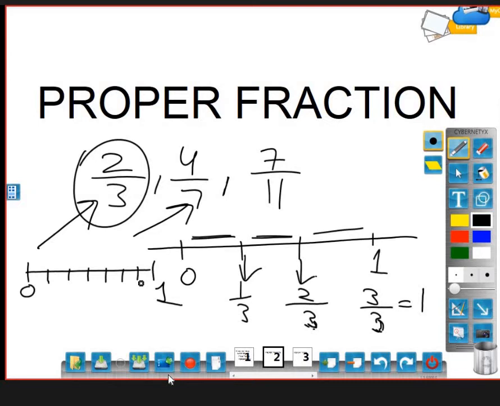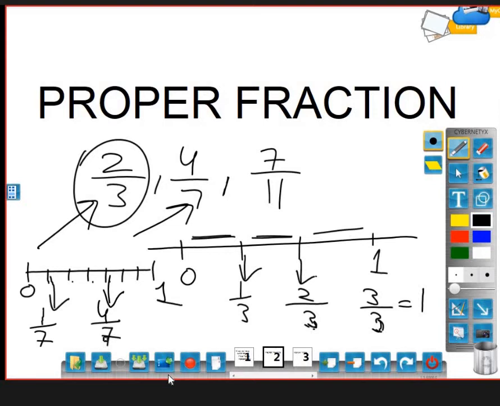Now, where is 4 by 7? This part represents 1 by 7. Counting 2, 3, 4, this point represents 4 upon 7. So in this way we represent the proper fraction.